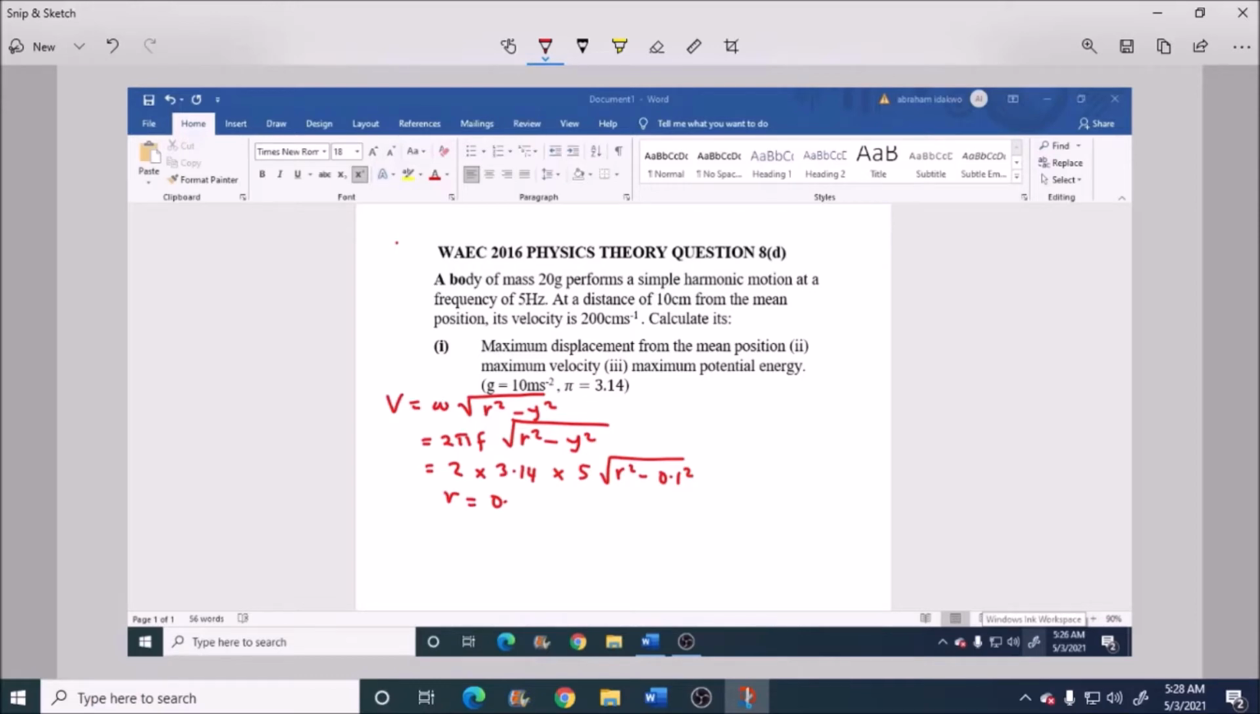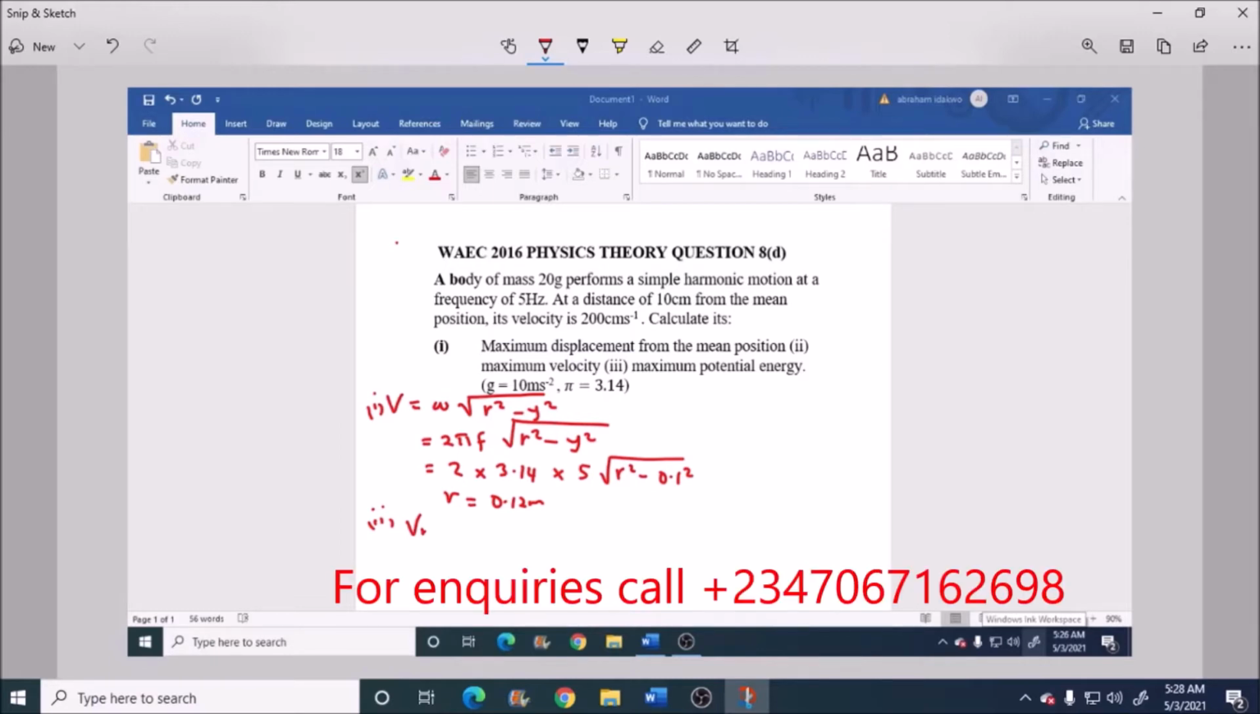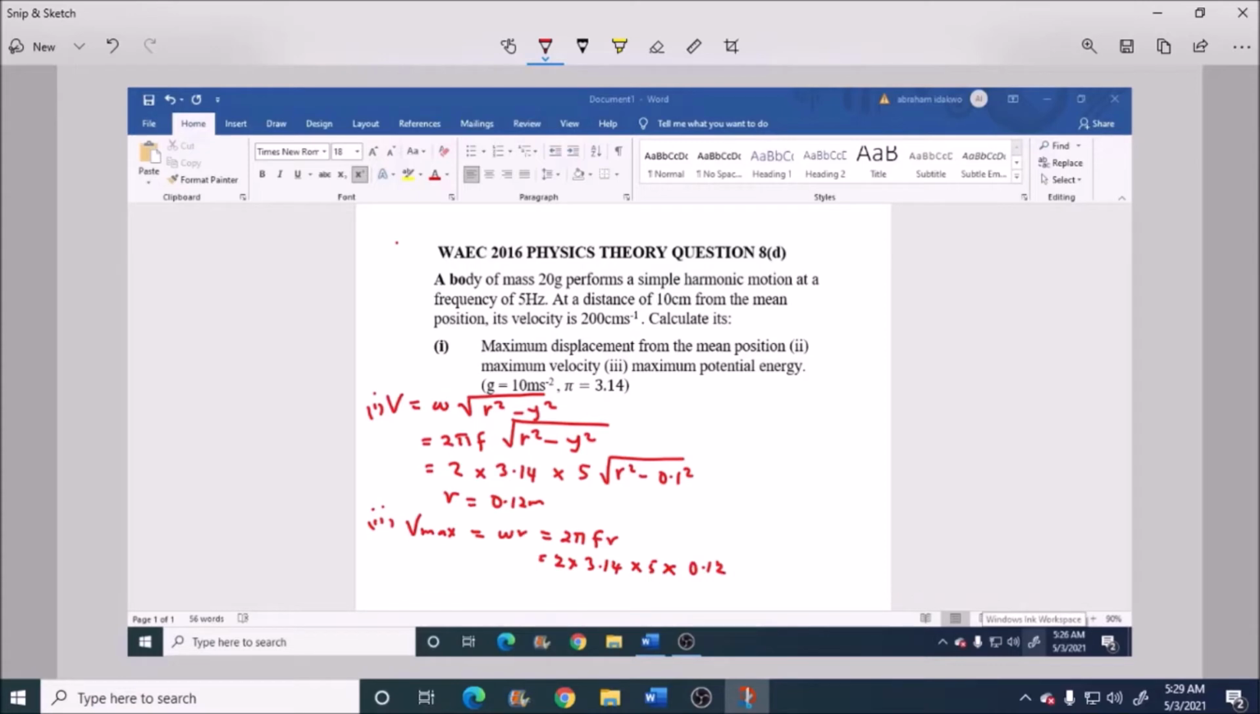Now for the maximum velocity, we have v at maximum is given to be wr, which is equal to 2 pi fr, and that will give us 2 times 3.14 times frequency 5 and r is 0.12. Now v maximum will give us 3.77 meter per second.